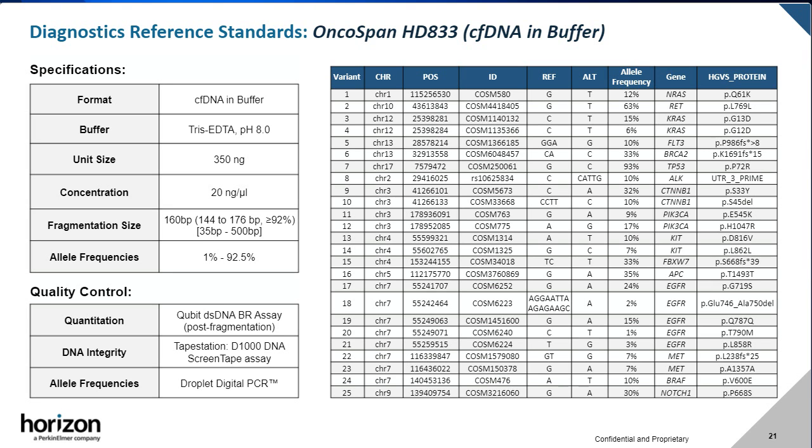As for size distribution, the product has an average fragment length of 160 base pairs in the 35 to 500 base pair region, and allele frequencies for a total of 25 variants, which are shown here on the right, are quality controlled using droplet digital PCR, with allele frequencies ranging from 1 to around 93%, and consisting of commonly tested single nucleotide variants, insertions, and deletions.